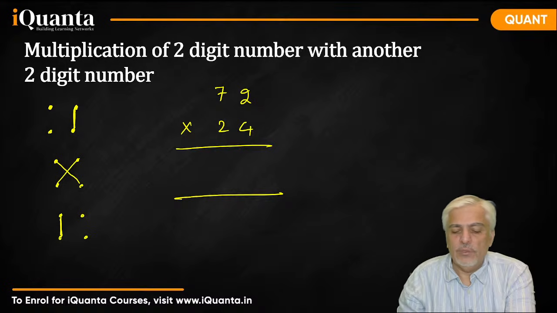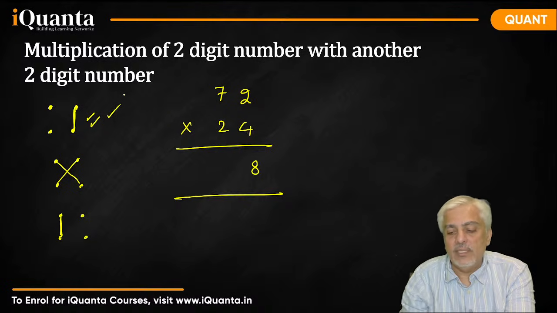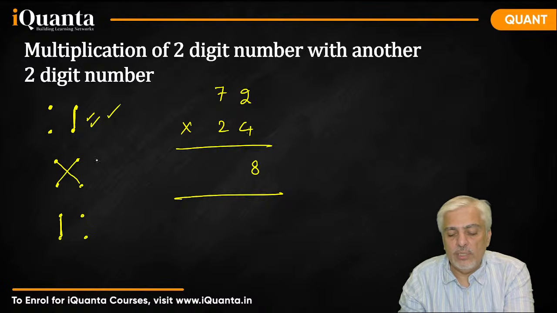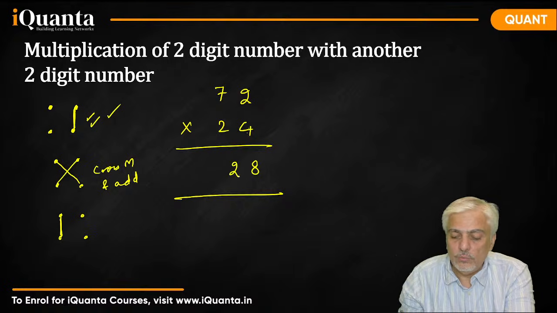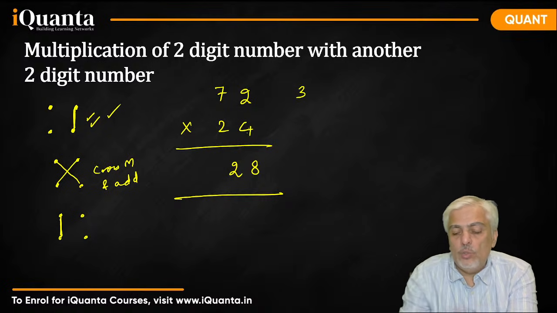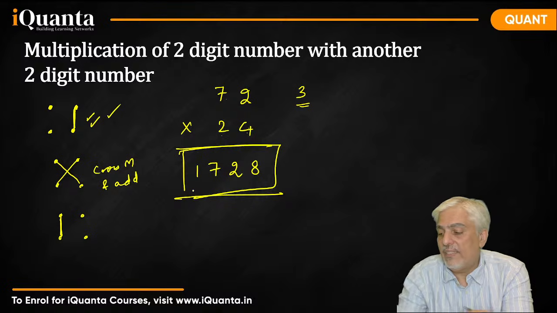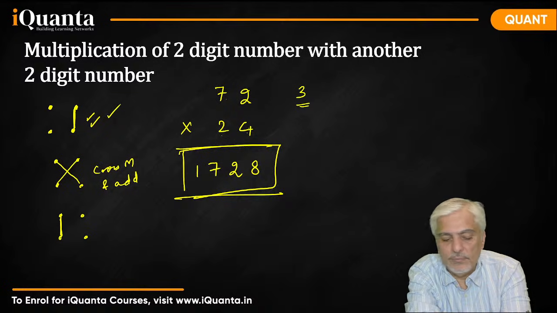So, step 1, 4 2s are 8. ये वाला step. 4 2s are 8. No carryover. Good. ये step हो गया. Then cross multiply and add. 7 4s are 28 plus 2 2s are 4. 28 plus 4 is 32. 3 carry over. 2 7s are 14. Last step. Plus the 3. 14 plus 3, 17. 1728. One seven two eight.